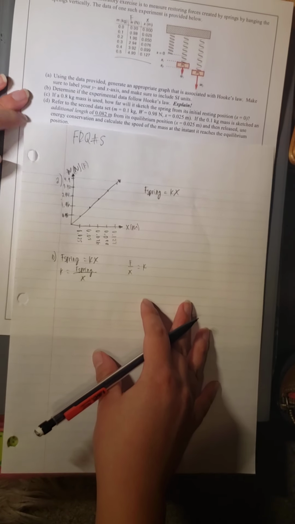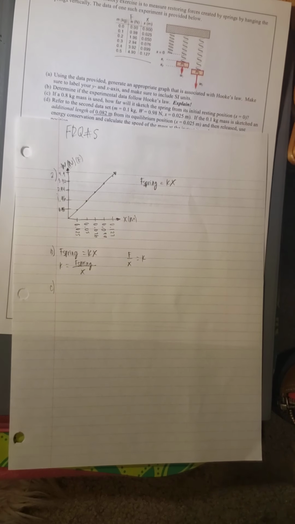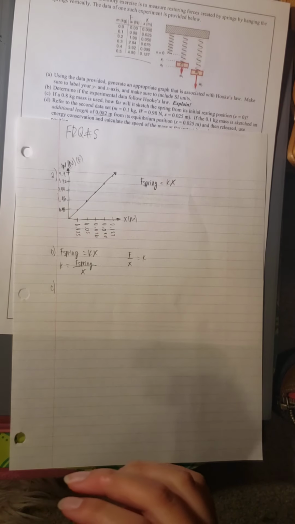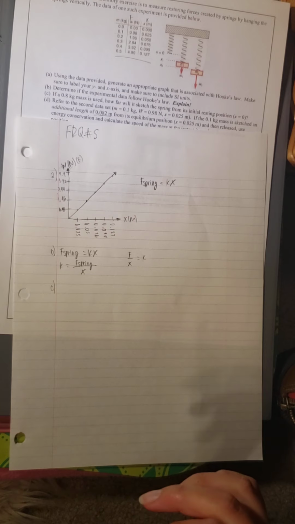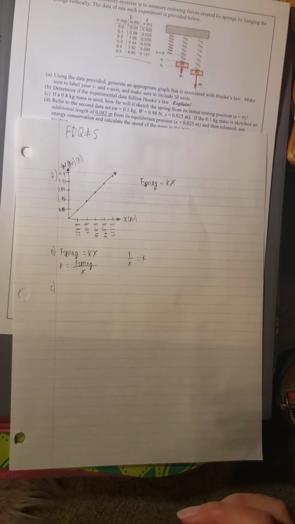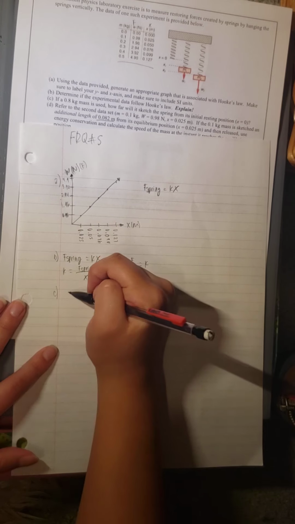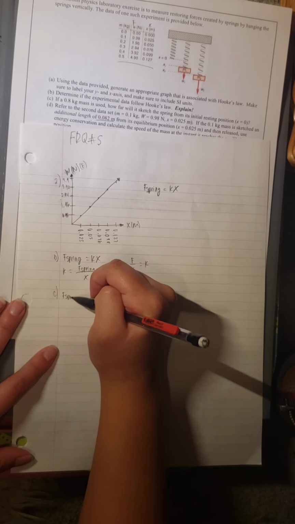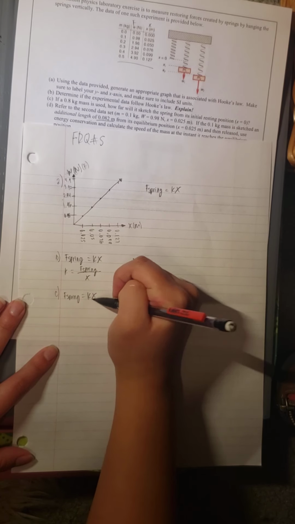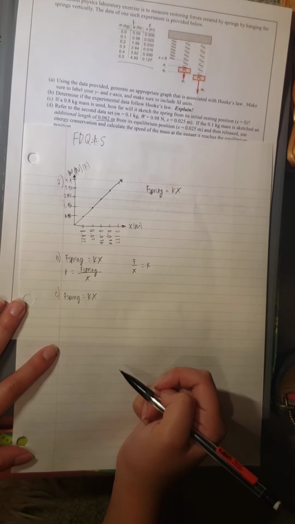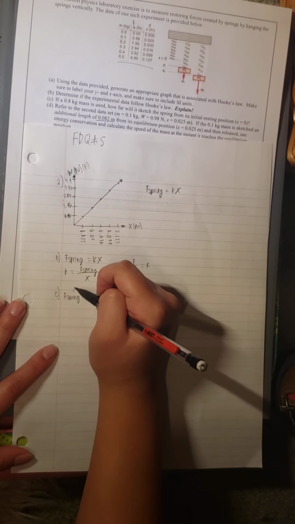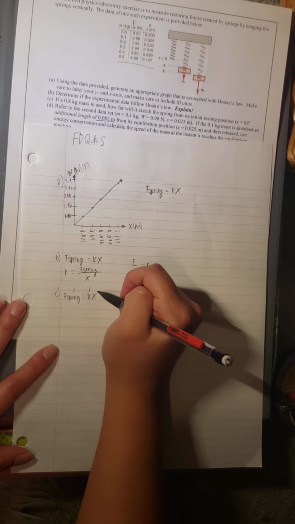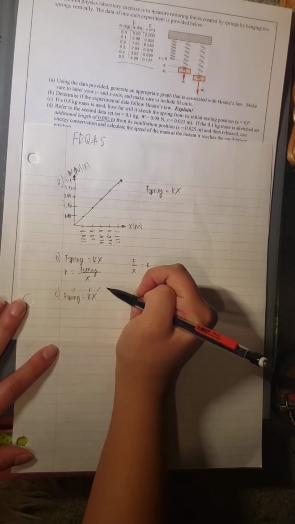So now moving on to part C. If a 0.8 kg mass is used, how far will it stretch the spring from its initial position? Okay, so we are going to use F spring equal to kx. Now, we run into a problem, however, because yes, we do in fact have our force, but we do not know k, nor do we know x, because that is what we are trying to find.